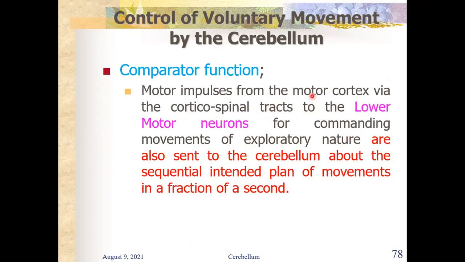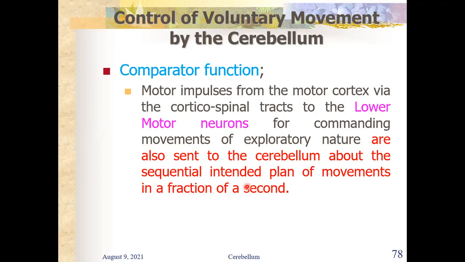So motor impulses from the motor cortex via the corticospinal tracts to the lower motor neurons are there for commanding movements of exploratory nature. And they are also sent to the cerebellum. Remember, there's also a connection between the motor cortex of the cerebral hemispheres and the cerebellum. So why is that information being sent to the cerebellum? As I said before, they are sent to the cerebellum about the intended plan of movement.